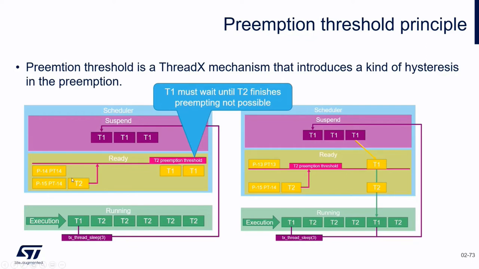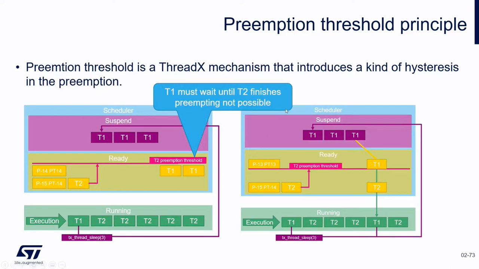In this case, the thread with high priority is executed and goes to sleep for a certain time. While it goes to sleep, it's moved from the scheduler in suspended mode and it's preempted by thread number two with priority 15. What happens is that thread one must wait until thread two finishes because preempting is not possible. So its preemption threshold is 14. It means that it can be preempted from a thread with at least priority 13. This is exactly what happens in the right picture.